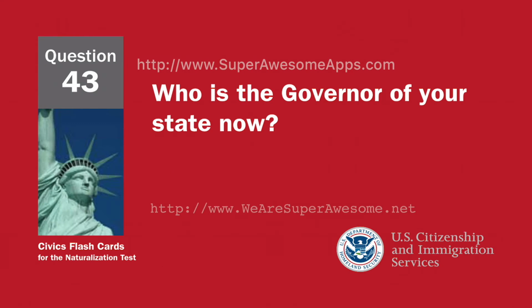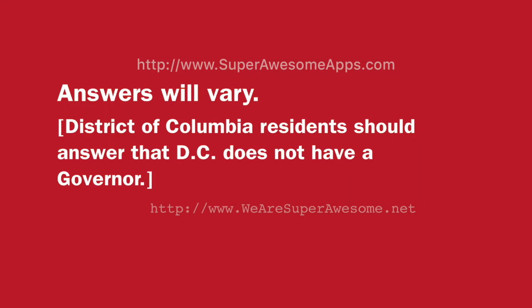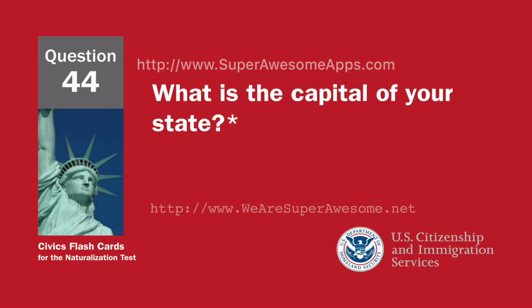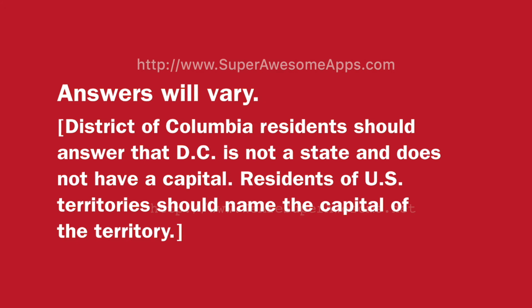Who is the governor of your state now? Answers will vary. District of Columbia residents should answer that D.C. does not have a governor. What is the capital of your state? Answers will vary. District of Columbia residents should answer that D.C. is not a state and does not have a capital. Residents of U.S. territories should name the capital of the territory.